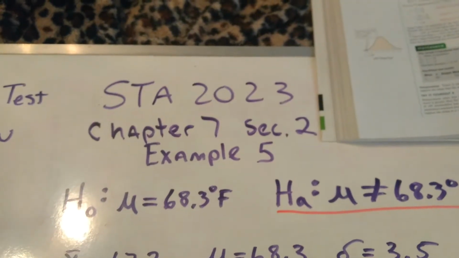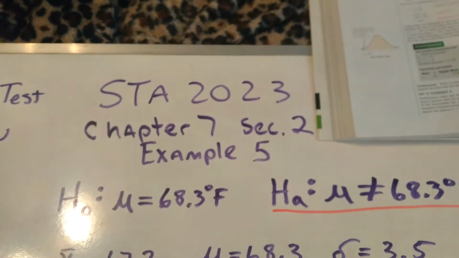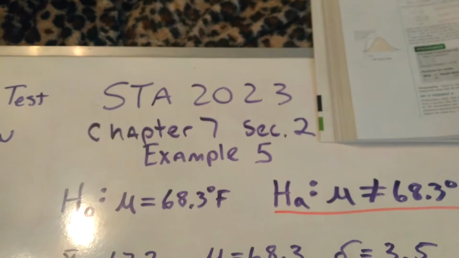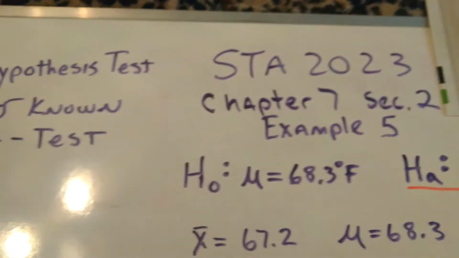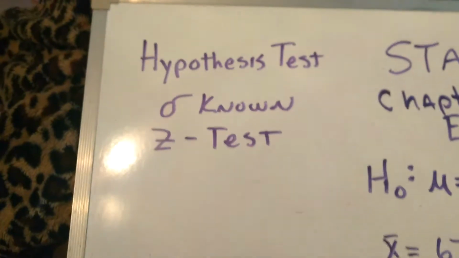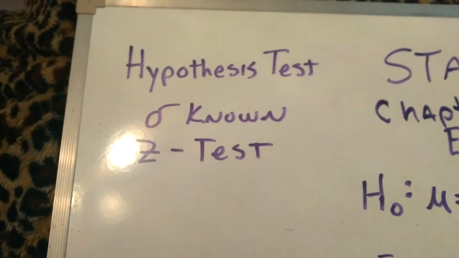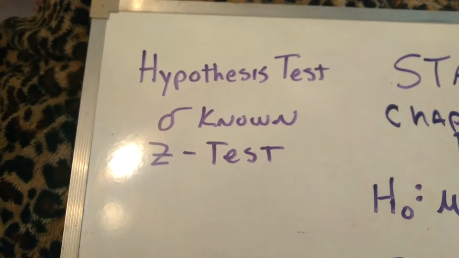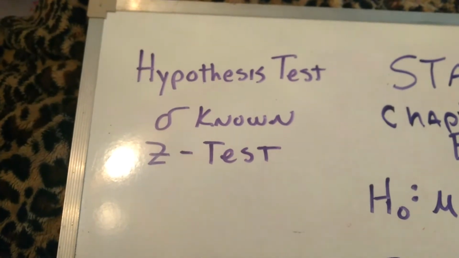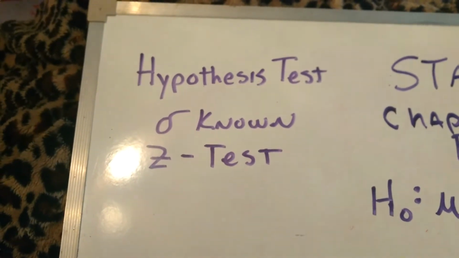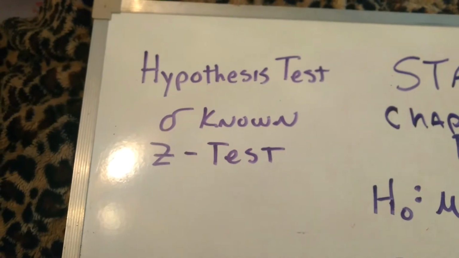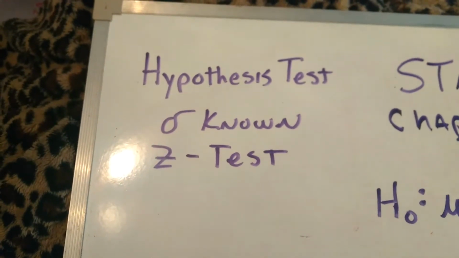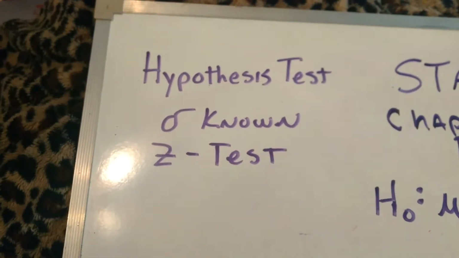For Stats 2023, this is Chapter 7, Section 2, Example 5. This is dealing with hypothesis testing. This is where sigma is known, so it's a z-test, just like you got through doing with Chapter 6 in the confidence intervals. So whenever sigma is known, we're doing a single z-test.